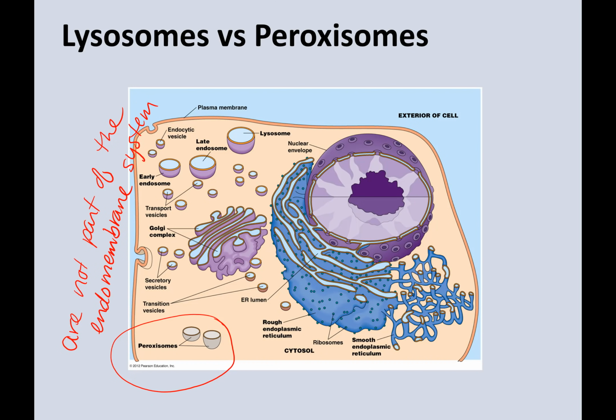Okay. So they're not formed from the ER to Golgi like these other vesicles. That means that peroxisomes get their proteins through post-translational import. So we'll talk about that in a minute. They're similar, and then they're both for the breakdown of molecules.